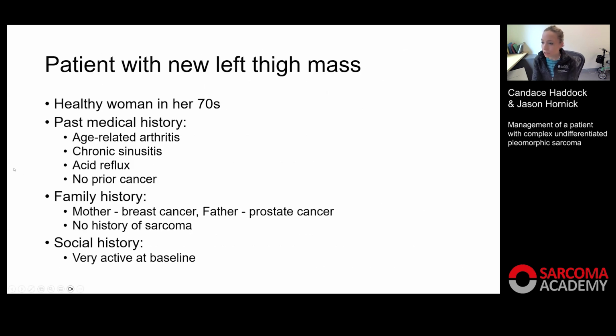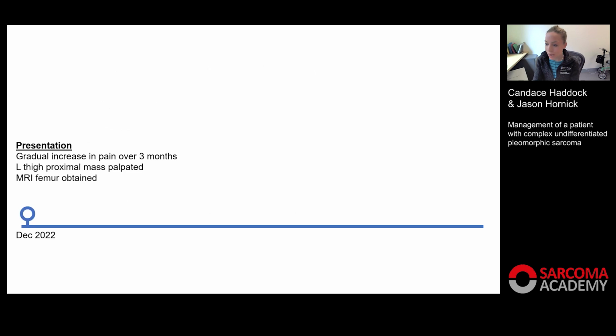All right, so this is a healthy, lovely woman in her 70s with no relevant past medical history, as you can see, and she presented with a new left thigh mass. Her family history was unremarkable, no family history of sarcoma or other relevant malignancies, and she was very active at baseline, good performance status before her diagnosis and finding of this new mass.